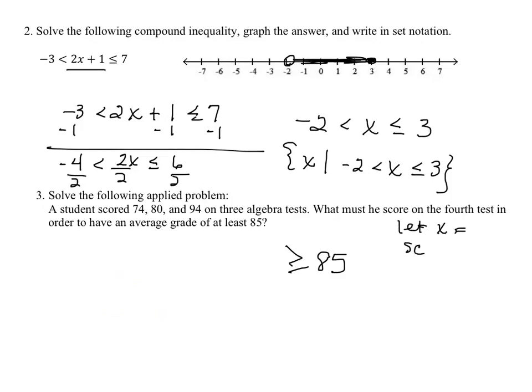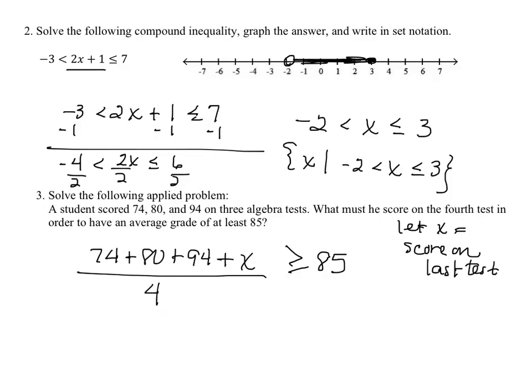Let x equal the score on the last test. The 4th test. You know what I'm saying. Well, if we're going to average them, we have 74 plus 80 plus 94 plus the x value, and I'm going to divide it by 4. We add them up. We divide by however many numbers there are. Perfect. So I'm going to use my handy calculator so I don't mess up. 74 plus 80 plus 94 is 248 plus x over 4 is greater than or equal to 85.